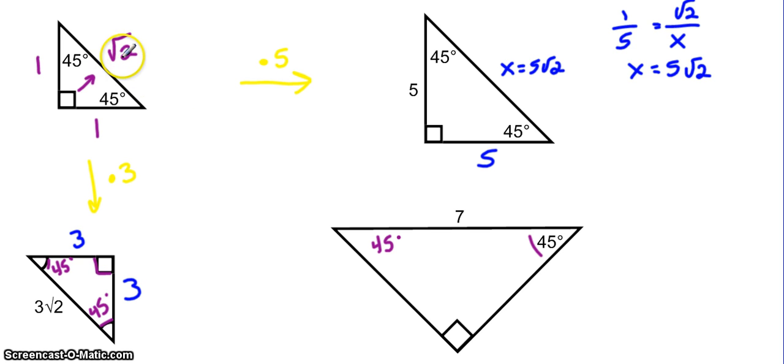Taking a look at this last one, let's see, the square root of 2 corresponds to 7. So how do I get from the square root of 2 to 7 by multiplying or dividing? What kind of ratio will that be? I actually don't know off the top of my head. Square root of 2 to 7? I have no idea. So we're going to have to do this one the long way.